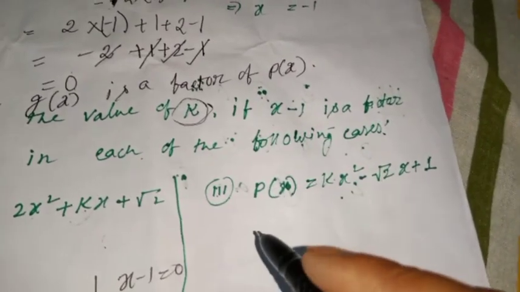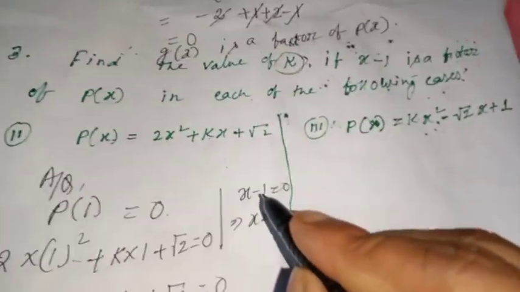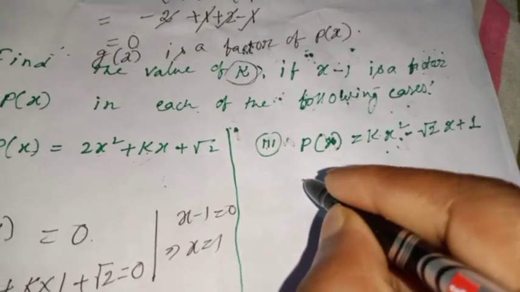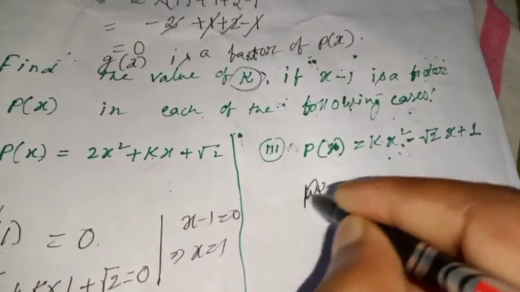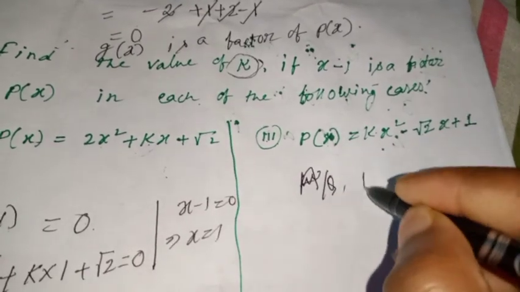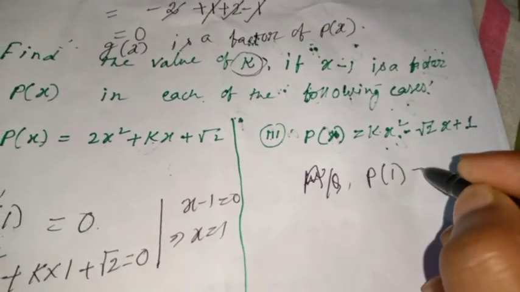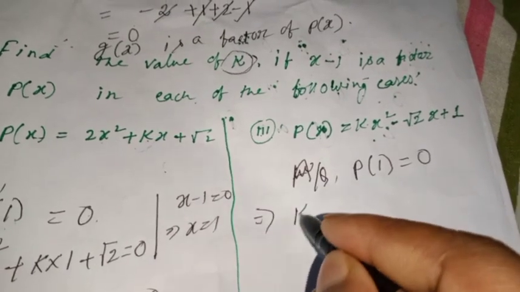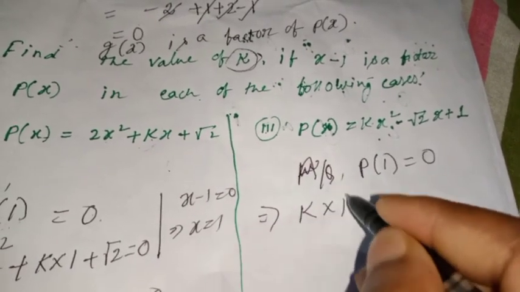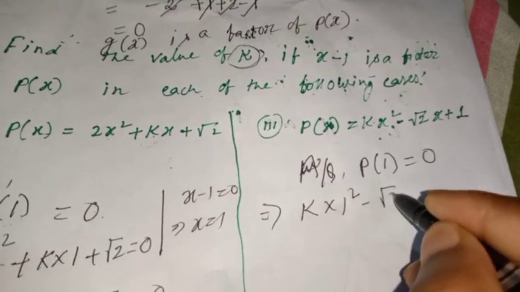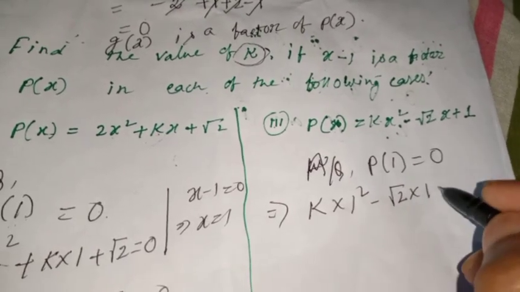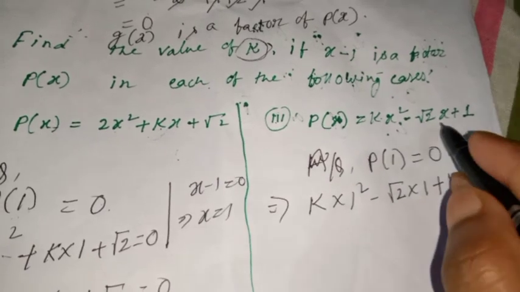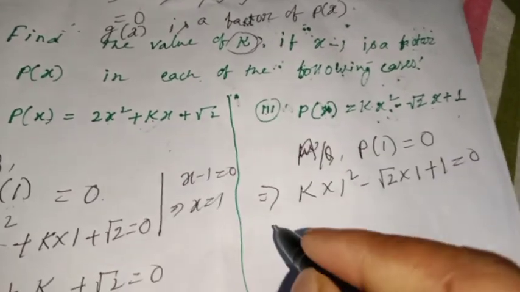Okay. So I have already told you, for x minus 1, the value of x is 1. Then here also you have to write, according to the question, P(1) is equal to 0. Then kx square means k into 1 square minus root 2 into 1 plus 1 is equal to 0. Means in the place of x, you have to replace it by 1.